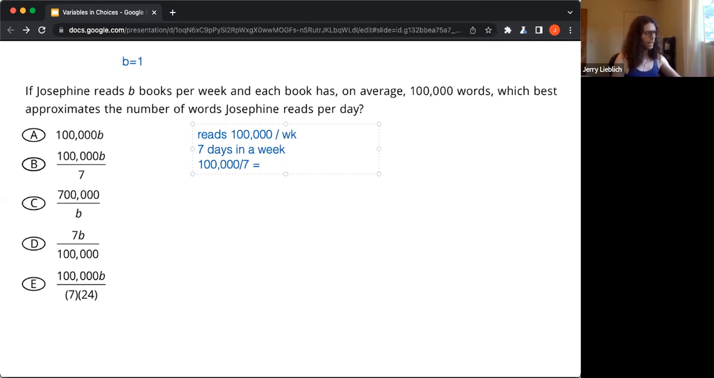And I could just get that on my calculator. Or I could see that I've got 7 and 100,000 here. So let me plug in 1 and I'll just keep this as my target. So let's plug in 1 to each of these. Here I'd get 100,000. That's not going to work. Here I'd get 100,000 over 7.